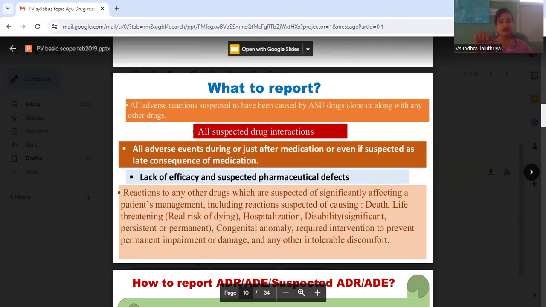Reactions to any other drug which are suspected to significantly affect a patient's management, including reactions suspected of causing death, life-threatening risk, hospitalization, disability, and persistence of disability. It may be significant, persistent, and permanent. Congenital anomaly, required intervention to prevent permanent impairment or damage, and any other intolerable discomfort.